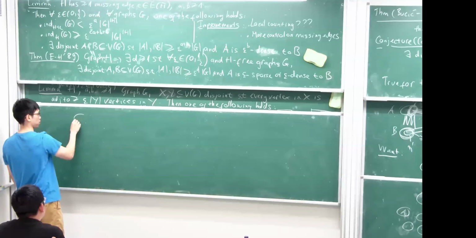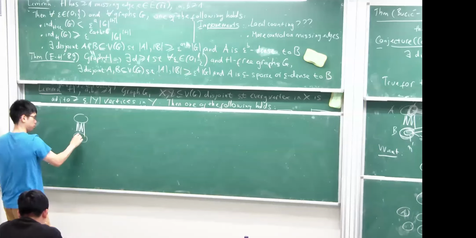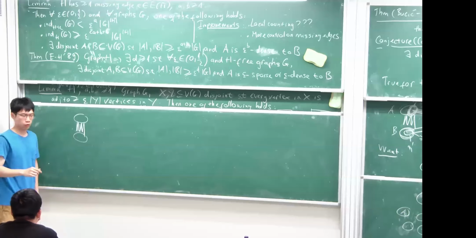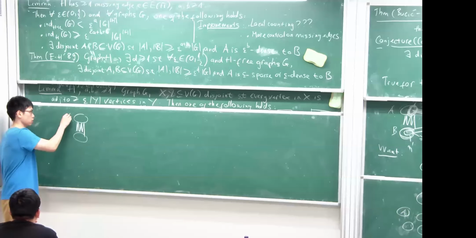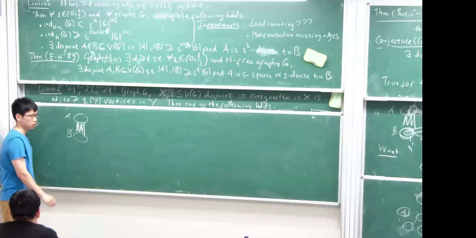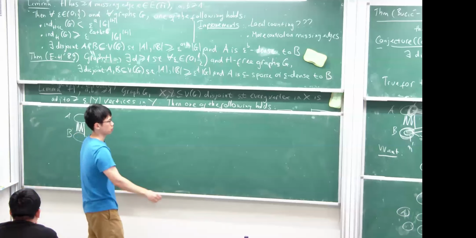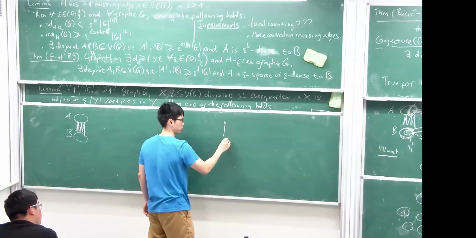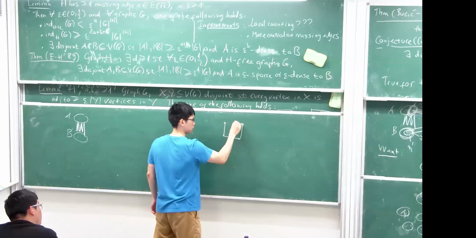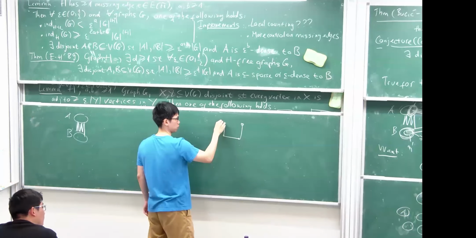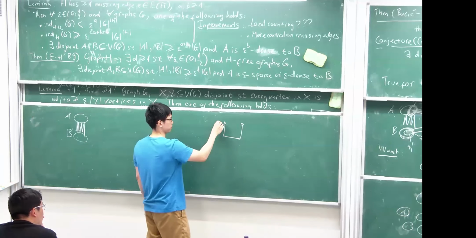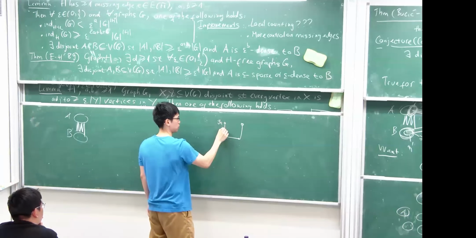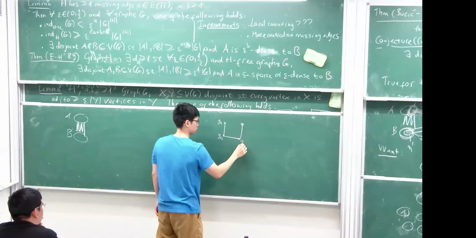Let me assume, again, we start from a very dense pair. We start with a very dense pair, A and B. Now the copy of P4 that I'm trying to aim for is like this. So this is supposed to be A, B, and C, and G.